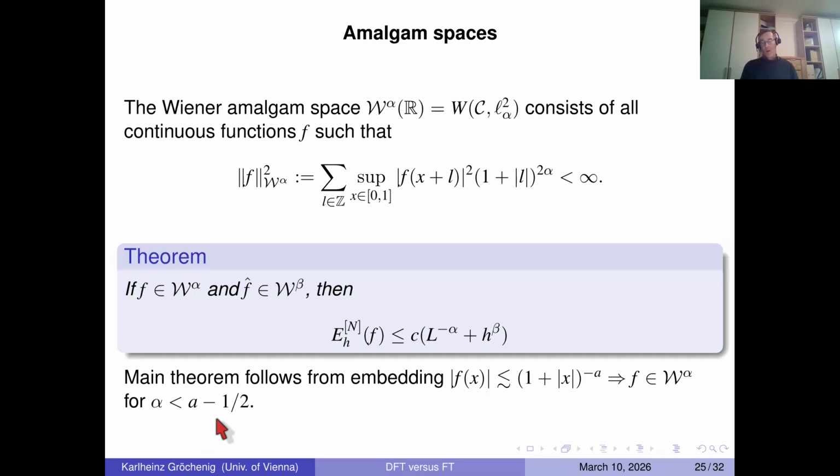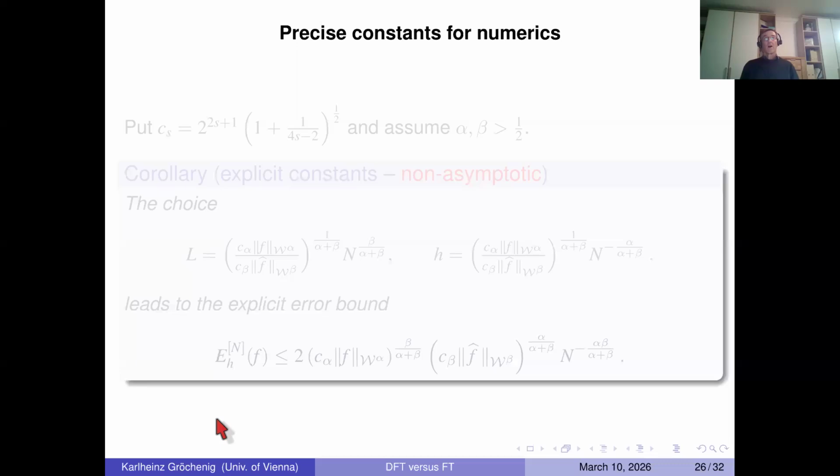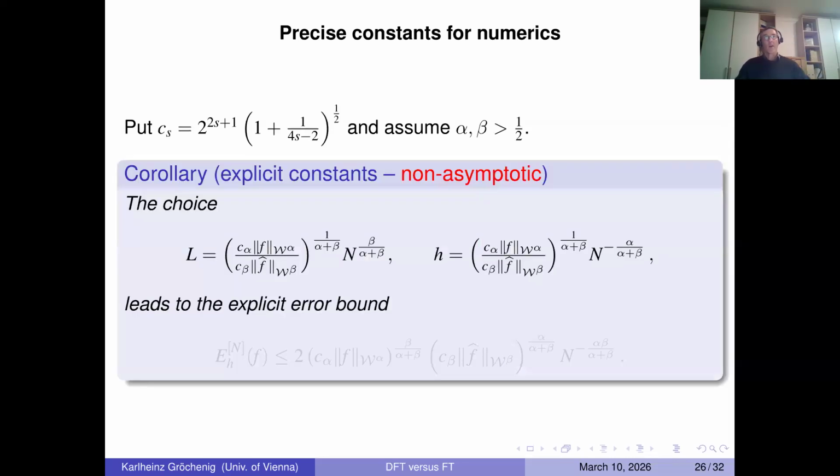One can do lots and lots of things. One important thing: when you talk to numerical analysts, they always say, oh, these are just asymptotic estimates. We need precise estimates. Who knows, if the asymptotics works only at 10 to the 10, we cannot use it. So we did something with precise estimates. So here is some constant. Basically it's about 4 to the s.